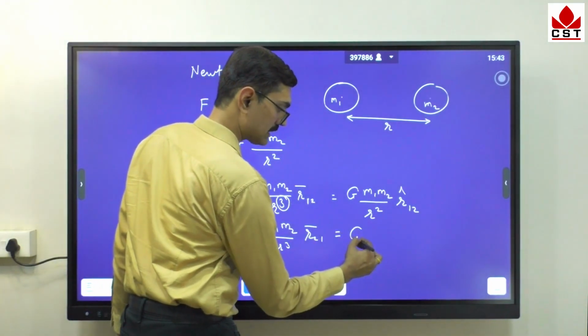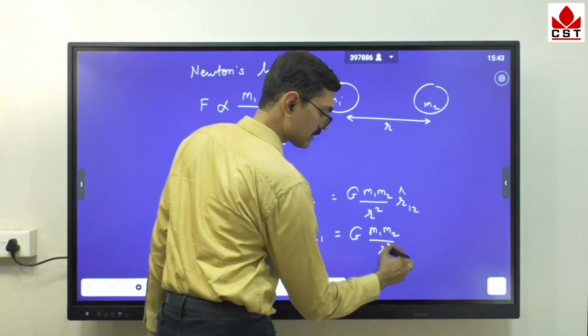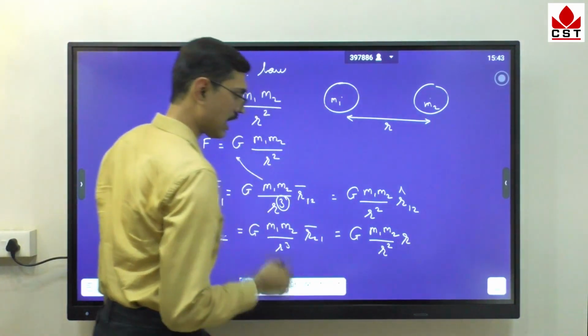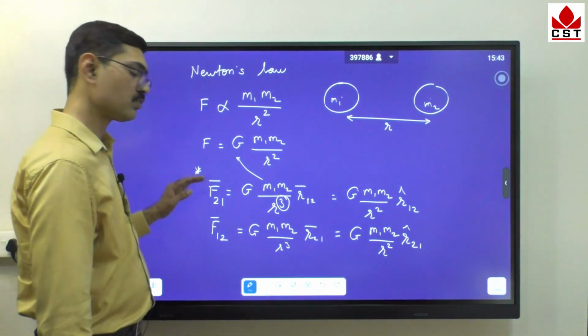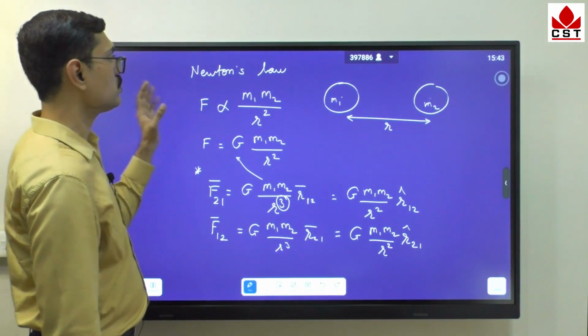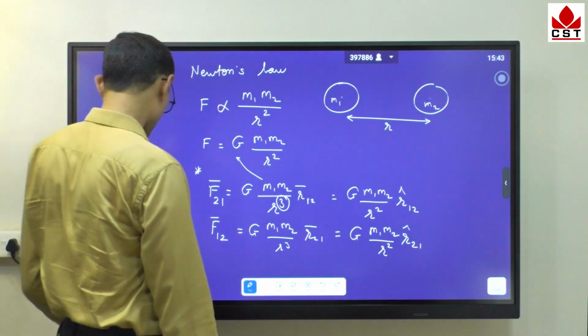If we have to place that same m1 m2 upon r cube or r square, then we have to place this r cap from 2 to 1. So this is all about forces. So this is Newton's law of gravitation. There are some numericals on it also.